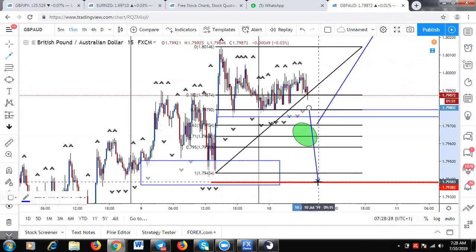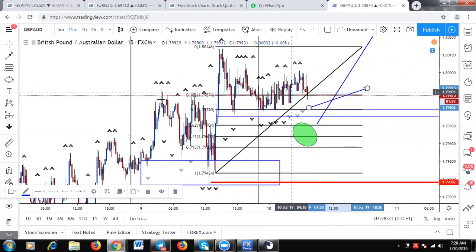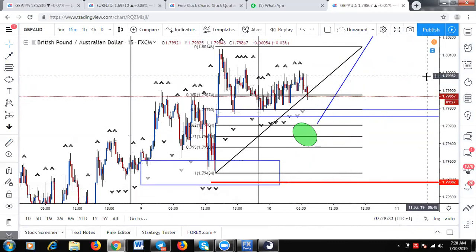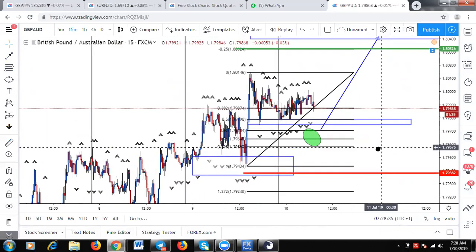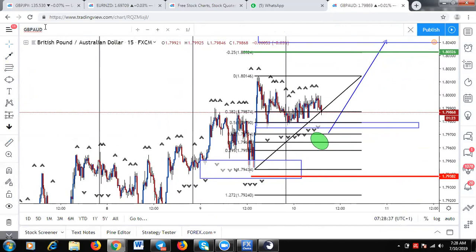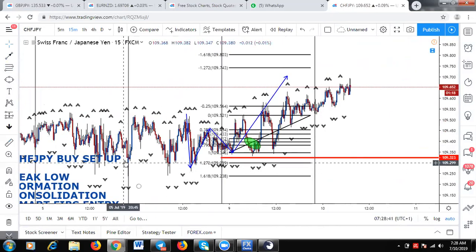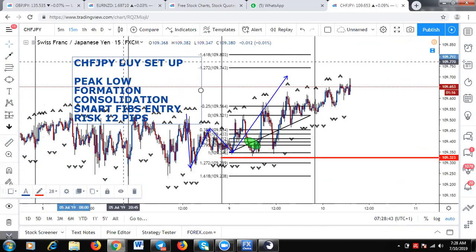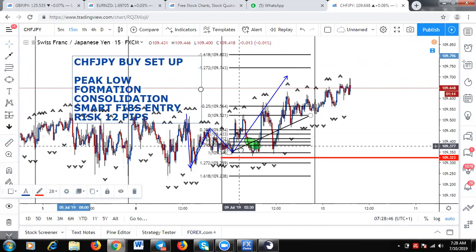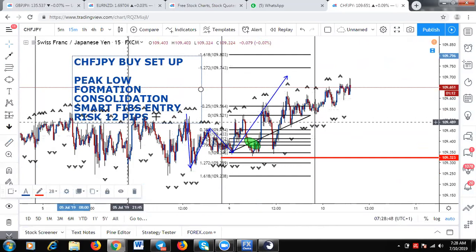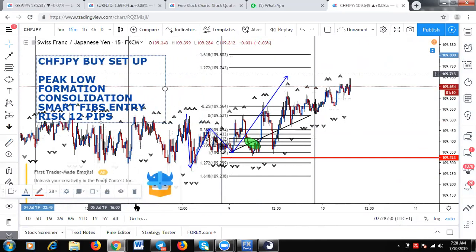So I'm going to wait for my confirmation, then I'm going to take the trade. All right, so I want to give you guys another example. We had a CHF JPY setup yesterday that played like that. I'm going to show you guys. Okay, so this is what I looked for: the peak low formation, consolidation, and then the smart fib entry. My risk was 12 pips.